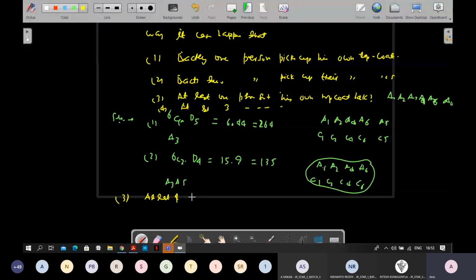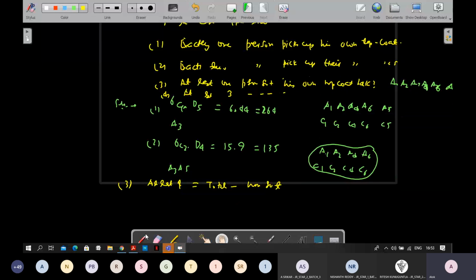At least 1 got means you say total minus none got. At least 1 person got his own top quote back. So total number of ways minus nobody got his back. The total is 6 factorial, because there are 6 quotes and 6 persons, and we can give them away in factorial 6 ways. And minus none got his own top quote back.